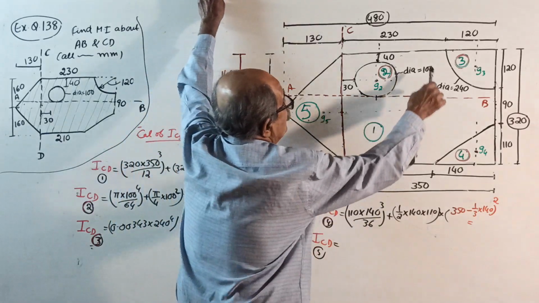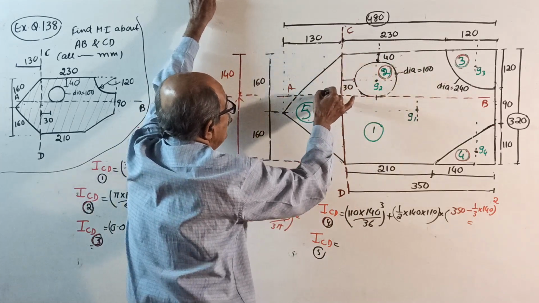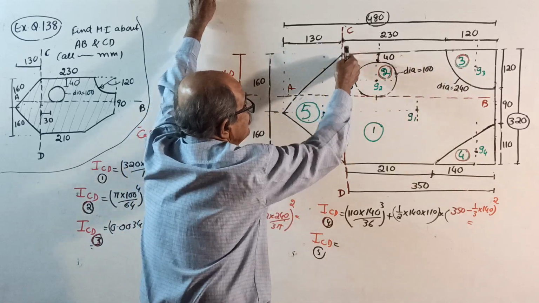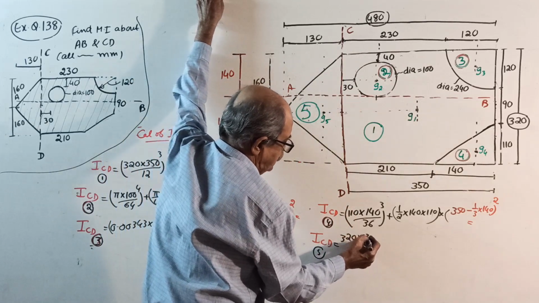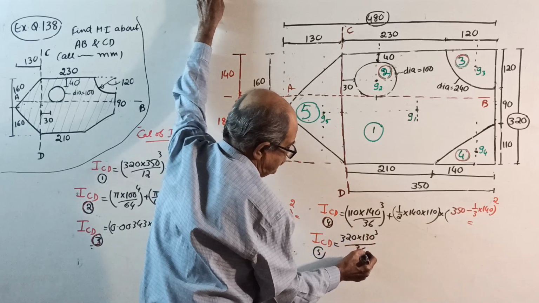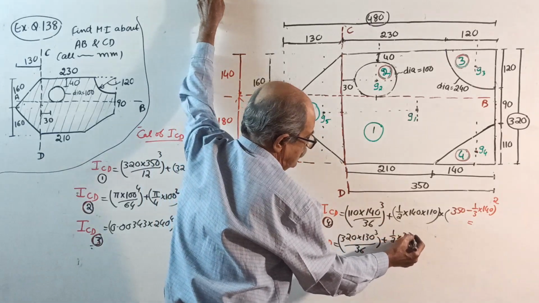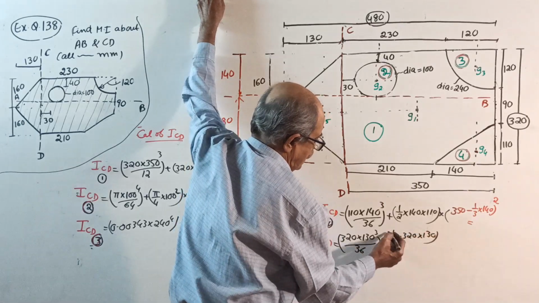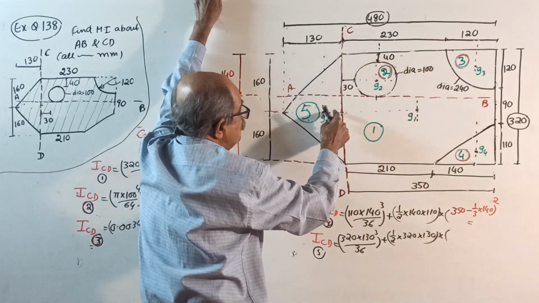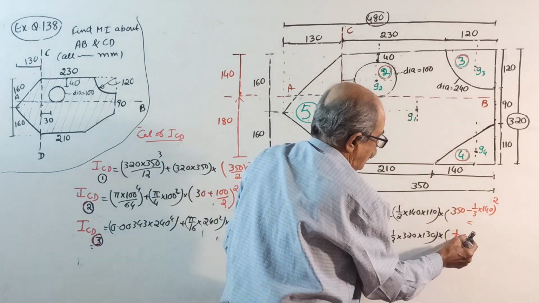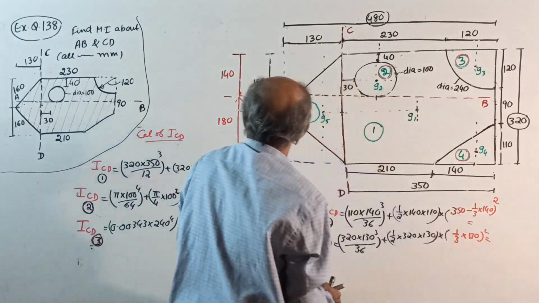I about CD for part number 5: first, I about its own centroidal axis. That is, parallel side is 320 into 130 cube, this time divided by 36, 48 is about this axis. Plus area, half into 320 into 130 is the area, into the distance from centroid to CD squared, directly 1 by 3 of 130 whole square. Calculate.